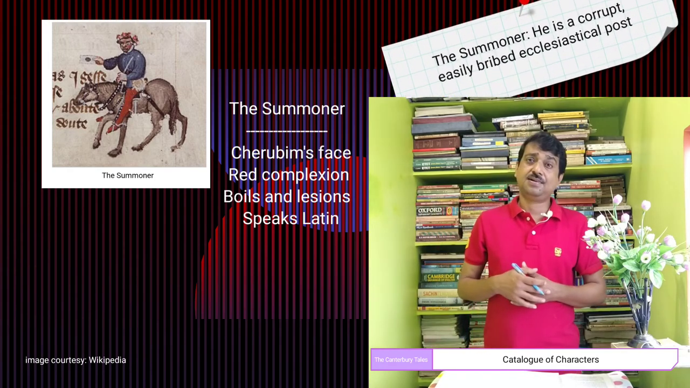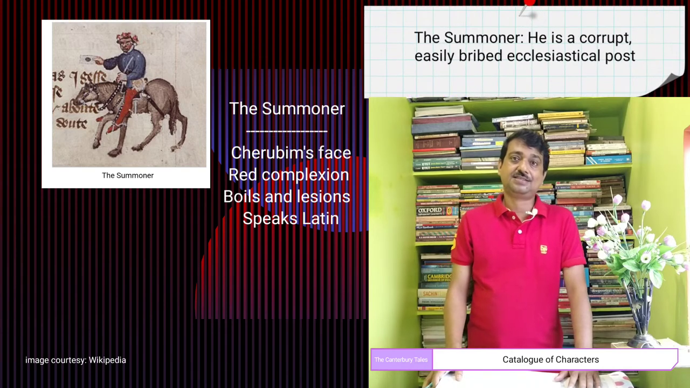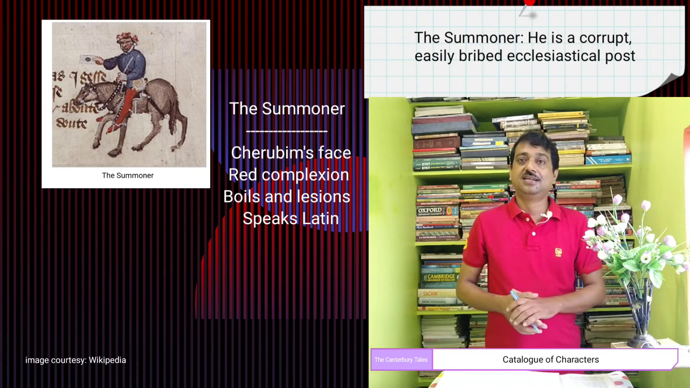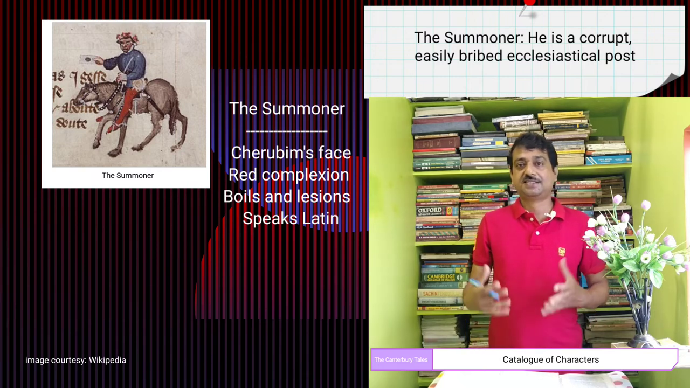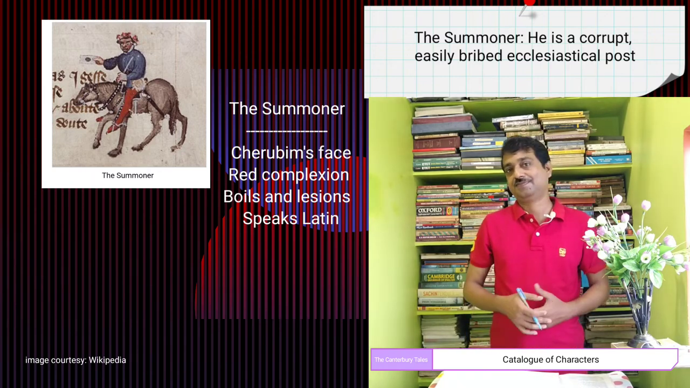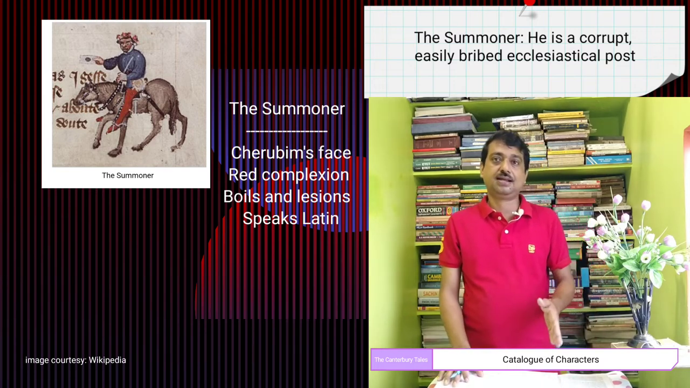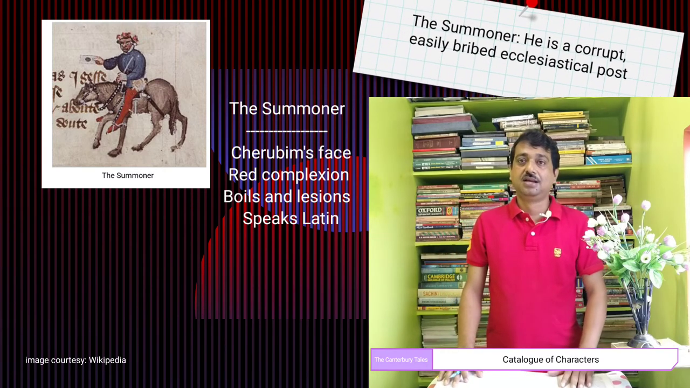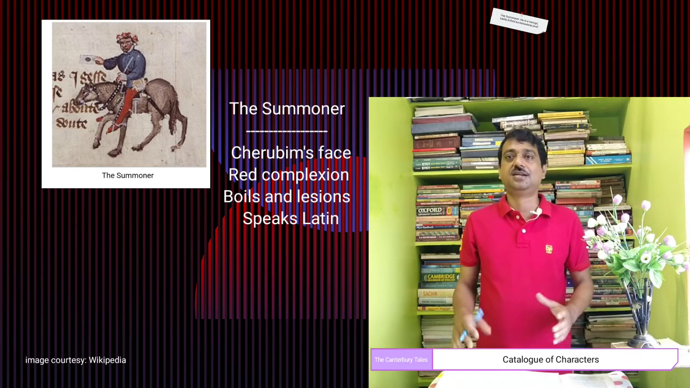Now, another, the Summoner, a man paid to summon sinners to come to trial. With his fire-red cherub's face and red complexion, boils and blotches all over his face, and speaking Latin, he is corrupt and easily bribed, an ecclesiastical post one can get by bribing him. So this is another church corruption, where a character in the church is corrupt, and the corrupt church is being depicted here.